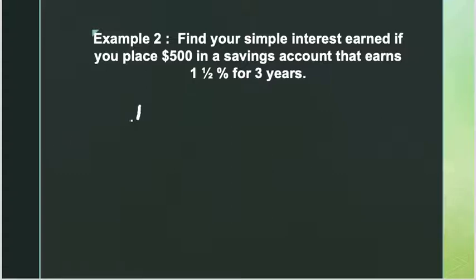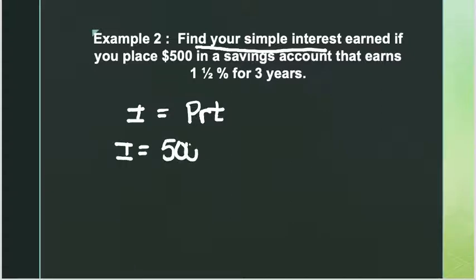Here's another example. Once again, we're going to start off with our formula. I is equal to PRT. And this time we want to find the simple interest earned if you place $500 in a savings account that earns 1.5% for 3 years. So we've got I is equal to my principal is 500. My rate is 1.5%, so we can change that to 0.015, or you could do 1.5% using the percentage button in your calculator. And then our time is 3 years.